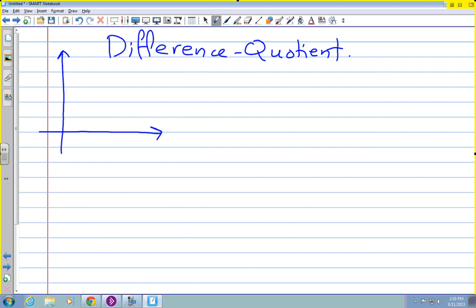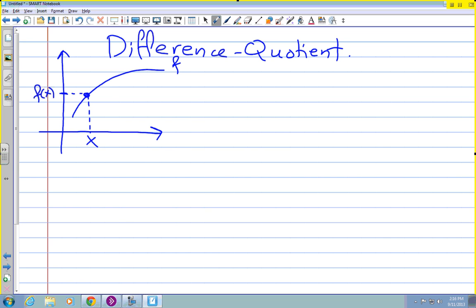Let's say I have a function f, and I have a starting point somewhere here, so some x value. If the x value is x, what is the y value, given that this is f? I don't know what the function is. The function is f, so it's f of x, right? You just take this and plug it in there.